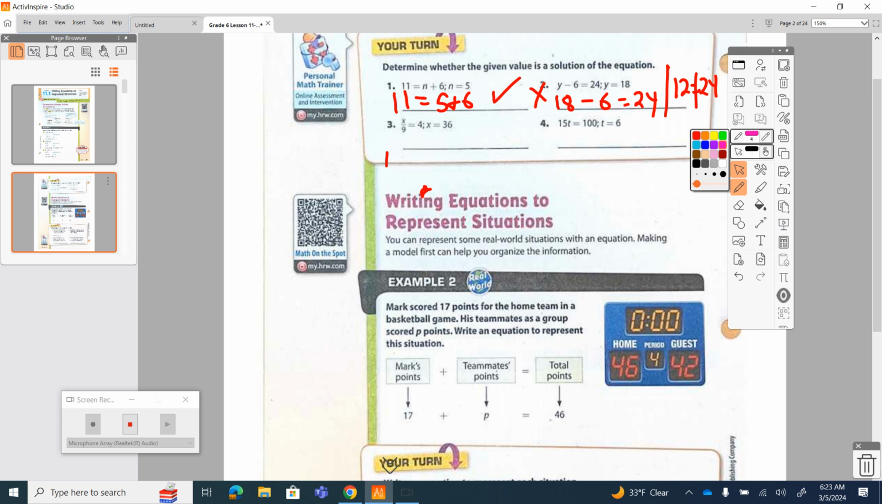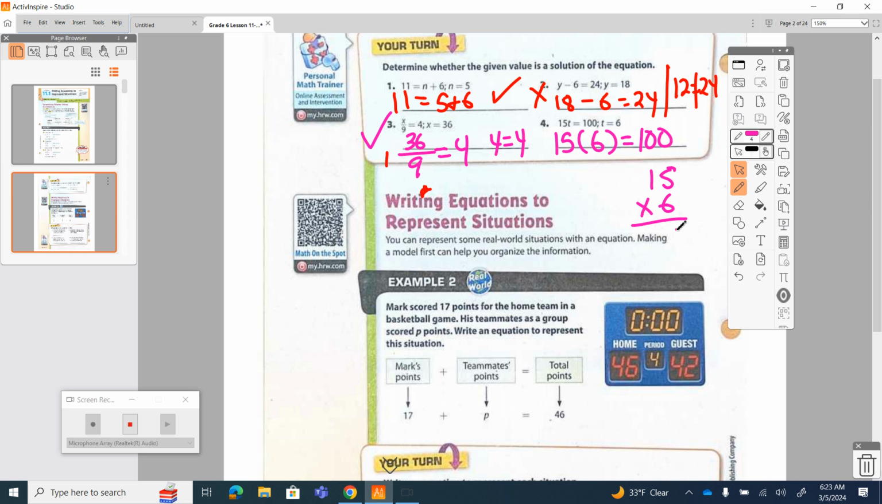In this one, we take out the x, we put in 36. 36 divided by 4 is 9, which checks. And on the last one, for t, we're plugging in 6, equals 100. I don't know that one off the top of my head, so I'm going to have to check it. 15 times 6 is 90. 90 is not equal to 100.